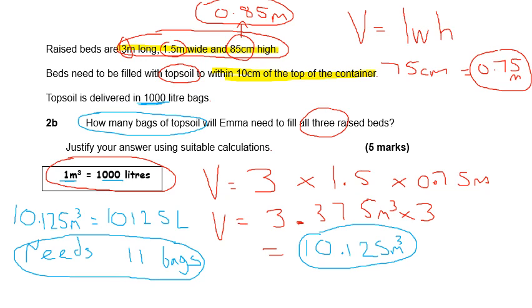All right, so there's quite a lot of places there where you could go wrong. But again, volume, length times width times height. Make sure everything is in the same unit, and at least at that point you'll definitely get marks as long as you get the volume.